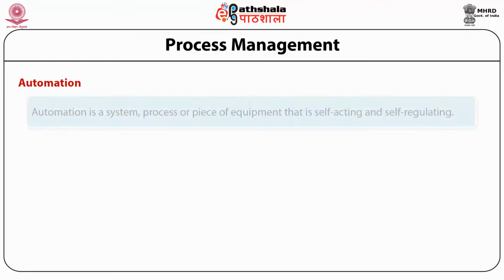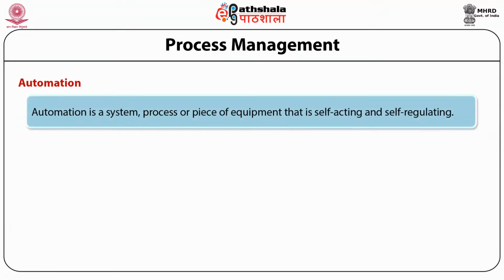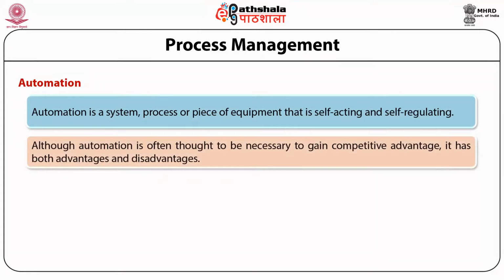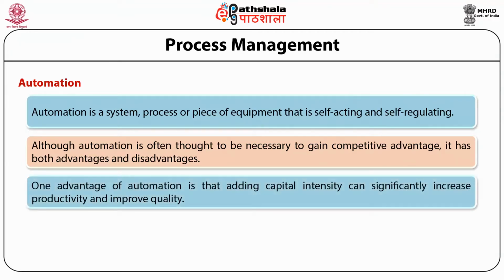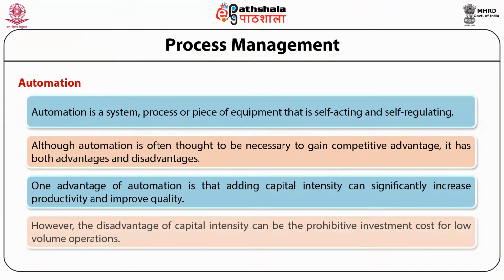Automation. Automation is a system, process, or piece of equipment that is self-acting and self-regulating. Although automation is often thought to be necessary to gain competitive advantage, it has both advantages and disadvantages. Thus, the automation decision requires careful examination. One advantage of automation is that adding capital intensity can significantly increase productivity and improve quality. However, a disadvantage of capital intensity can be prohibitive investment costs for low volume operations.